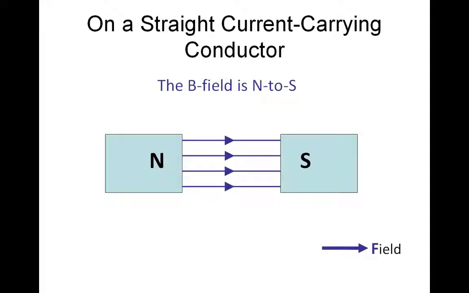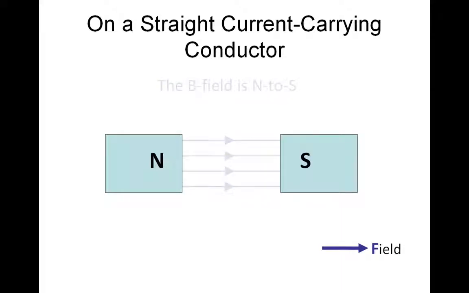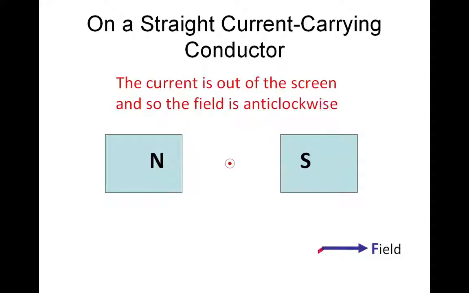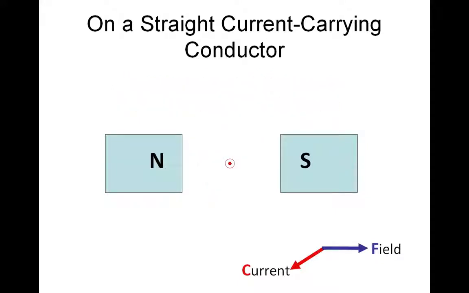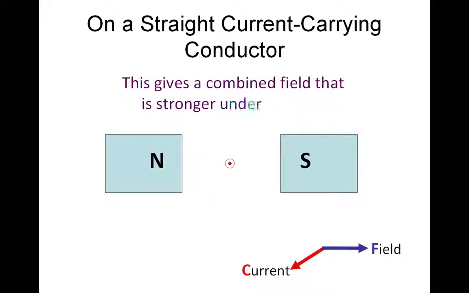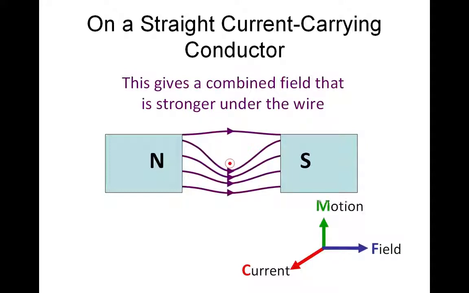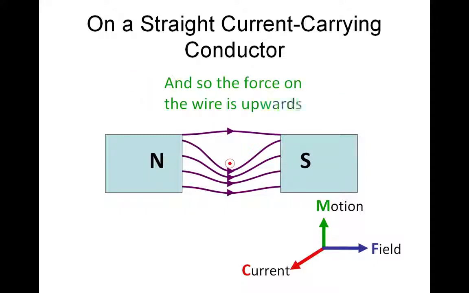As our B field is to the right, pass a current through that B field. This one's coming out of the board, out of the screen, and we get an anti-clockwise field using the right hand thumb rule. These two fields combine, and this is what causes the force. And so the effect we have is that the field is stronger under the wire. This gives us the force upwards.